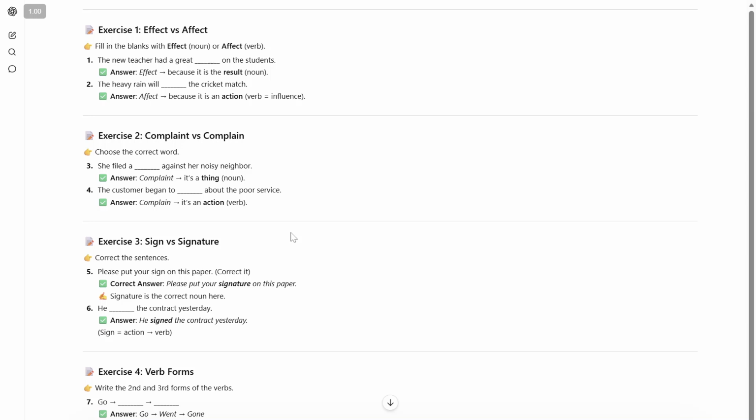Exercise 3: sign versus signature. Correct the sentences. 5. Please put your sign on this paper. Correct it. Correct answer: please put your signature on this paper. Signature is the correct noun here.